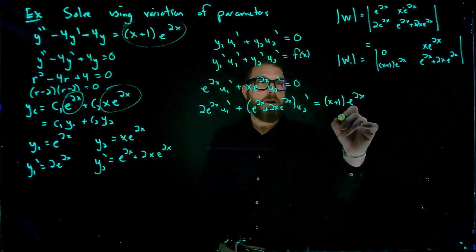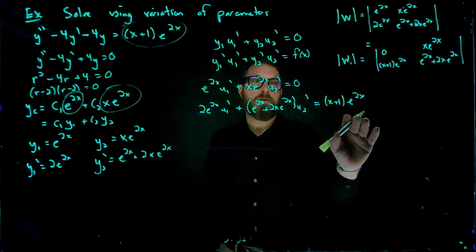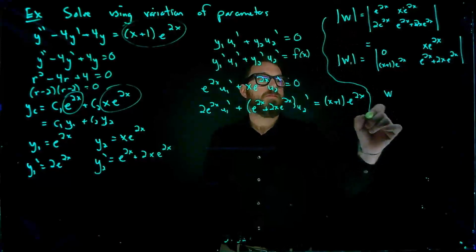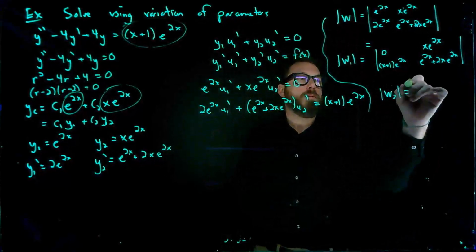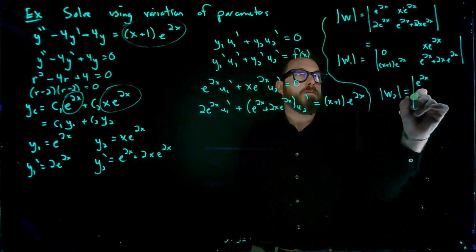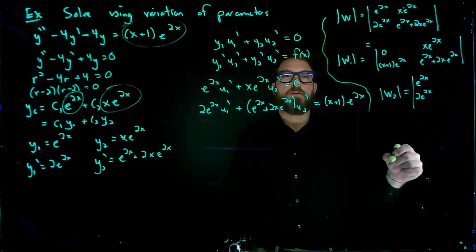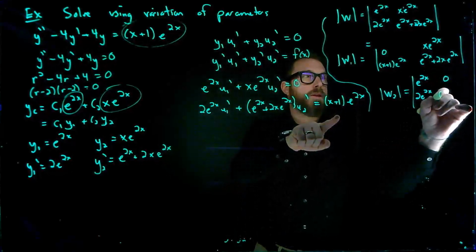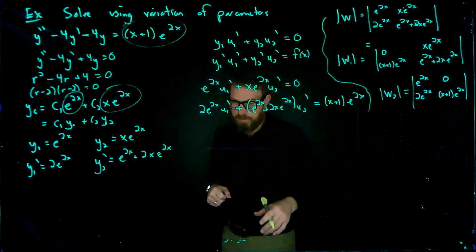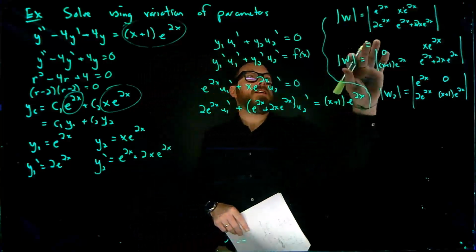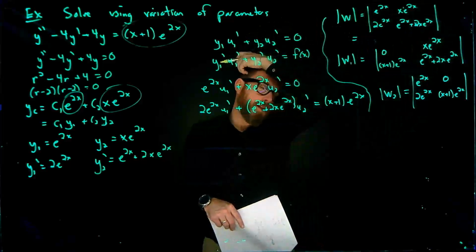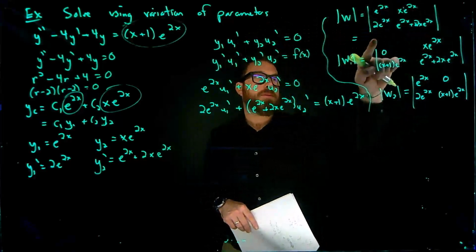And then our w2, I don't have room for it. That's fine. I'll put it right here. Our w2, and then its determinant is going to be equal to the determinant of, well, the first are going to be unchanged, but now the second column is going to be equal to this, so this is going to be 0, and then x plus 1 e to the 2x. So simplifying these, multiplying the main diagonal and subtracting the multiplication of the other diagonal.